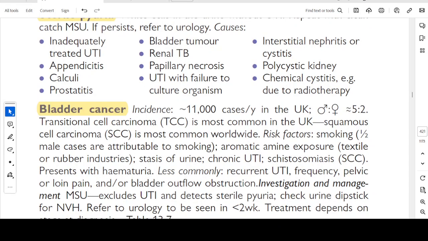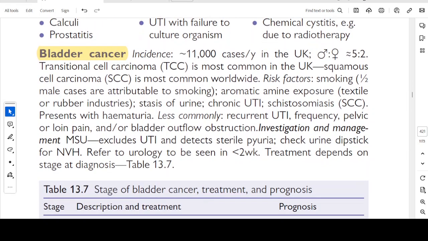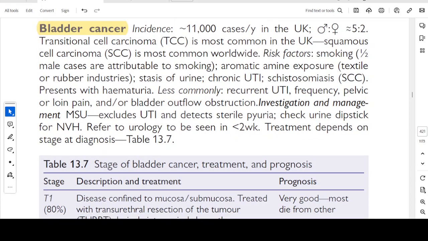Incidence: 11,000 cases per year in the UK. Males more than females, 5:2. Transitional cell carcinoma is the most common in the UK. Squamous cell carcinoma is most common worldwide. Risk factors are smoking, where half of male cases are attributed to smoking, aromatic amine exposure like textile or rubber industries, stasis of the urine, chronic UTIs, schistosomiasis, presenting with hematuria.